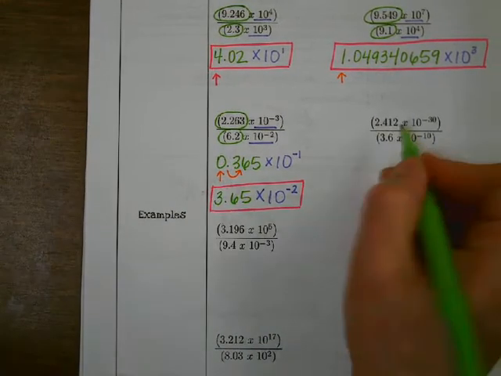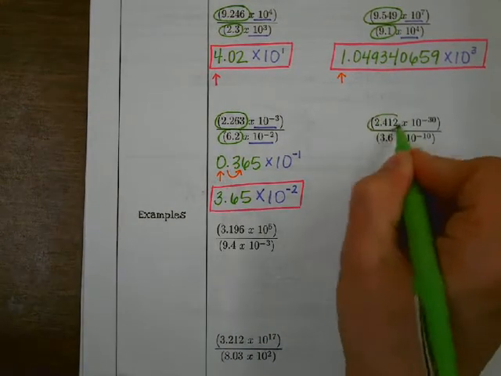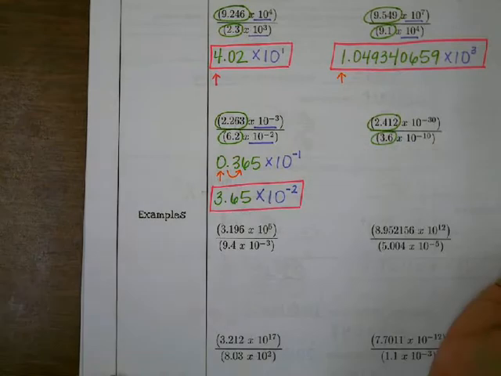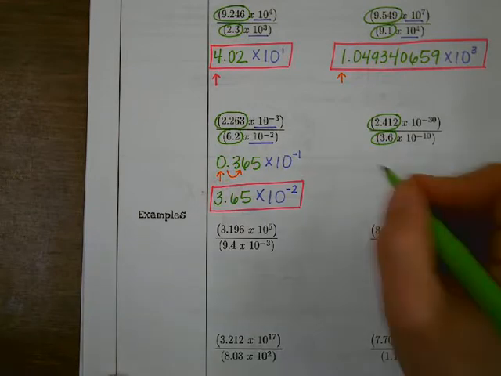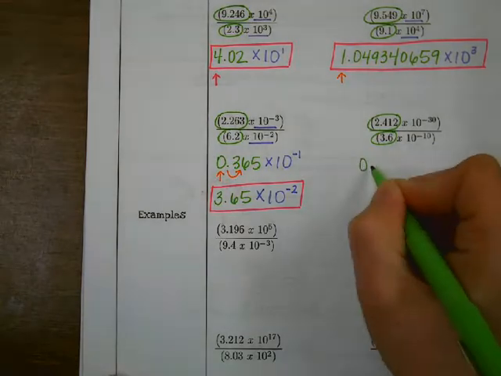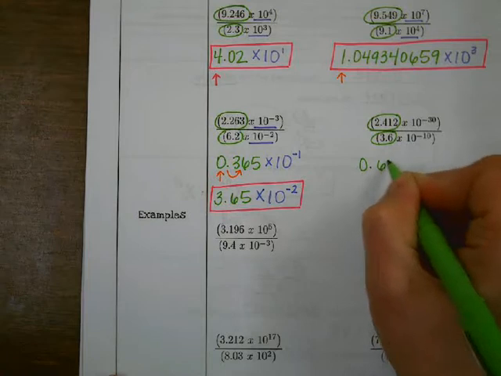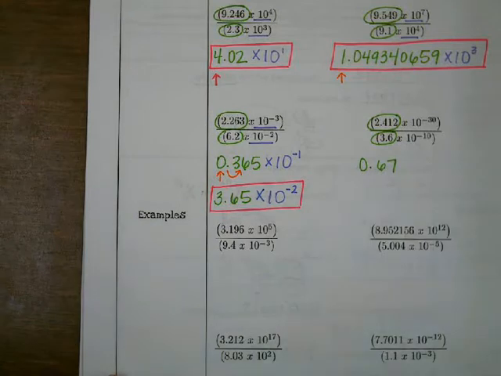All right, let's divide my decimal numbers. So in your calculator, let's type 2.412 divided by 3.6. And I get the answer of 0.67.